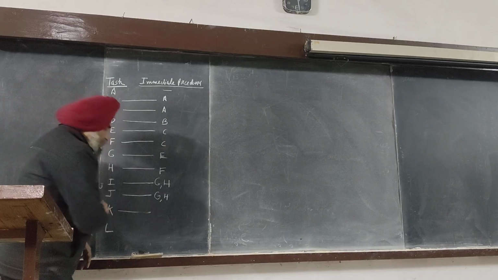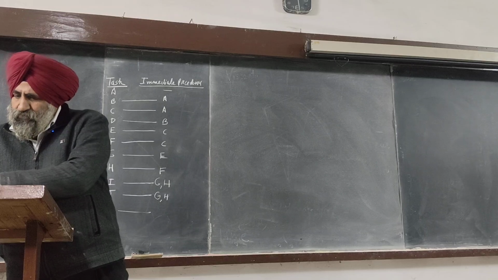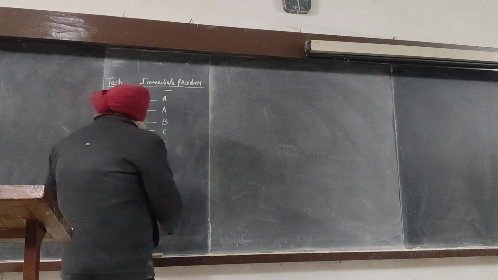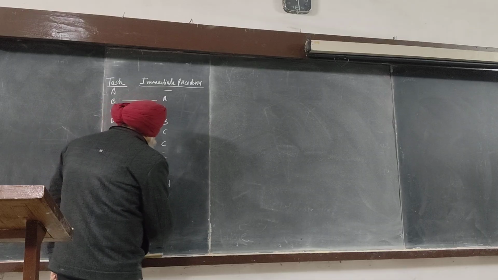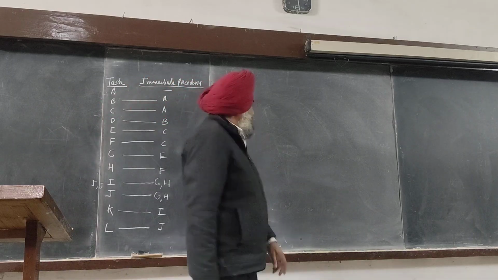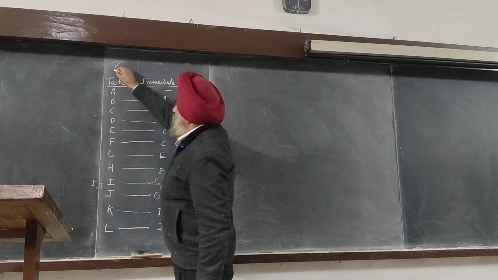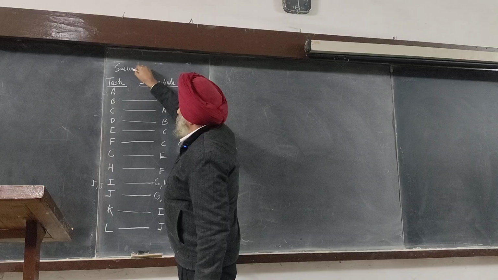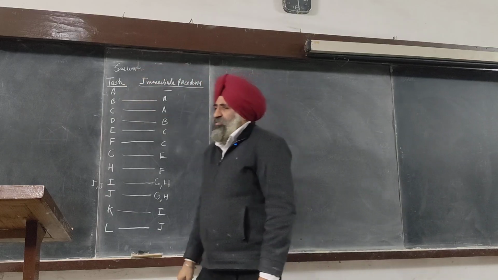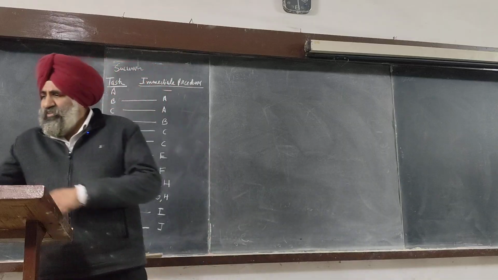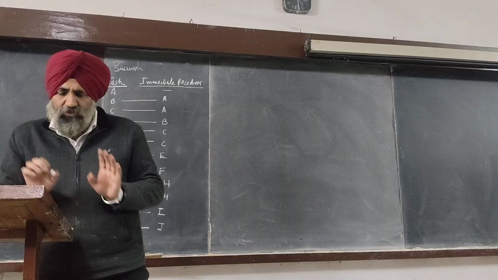Similarly for K, I is given, and for L, J. Now these are the predecessor activities. Basically these are the immediate successor activities. You can mention it like this also. Now let us solve this problem.